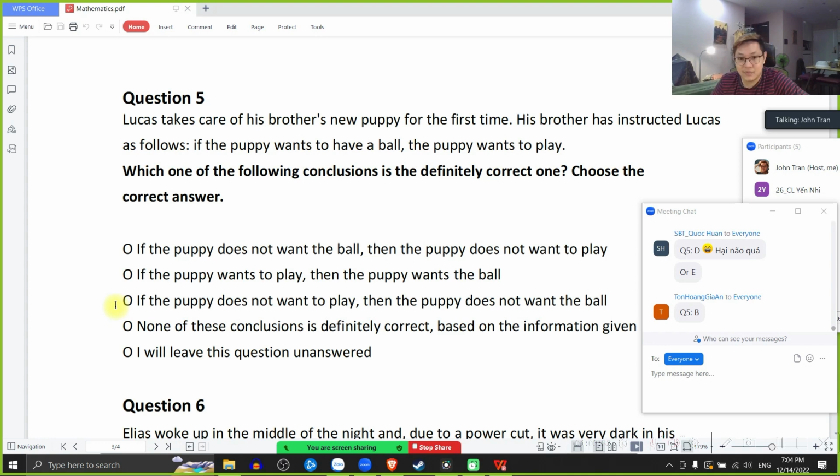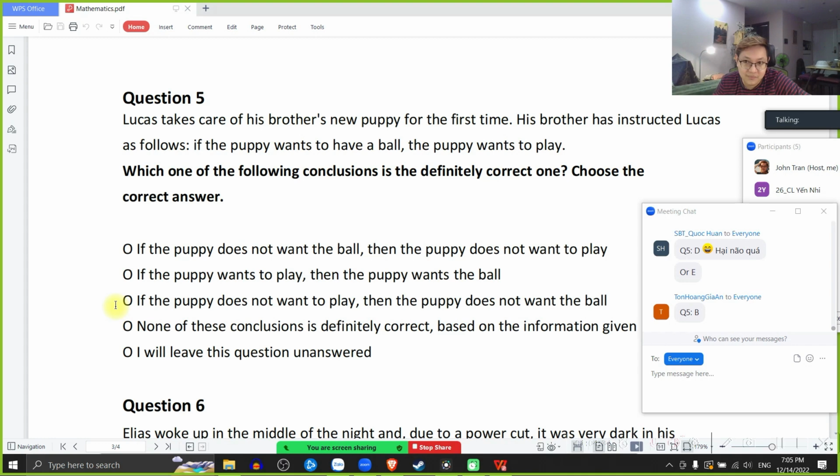C. If the puppy does not want to play then the puppy does not want a ball. Nếu mà con cún con không muốn chơi á thì con cún con nó không muốn trái banh đâu. What if the puppy wants the ball just to touch it, for example? Nếu mà con cún con nó không muốn chơi nhưng mà nó chỉ muốn đụng vào trái banh thôi thì sao? Mà nhiều khi nó không muốn chơi với trái banh mà nó muốn cắn trái banh, xé nát thì sao? What if the puppy wants to just chew the ball, but he does not want to play.